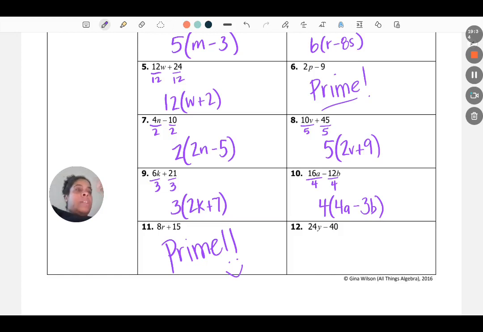So 24 is a factor of 8. Is 40 a factor of 8? 8, 16, 24, 32, and 32 plus 8 is 40. There we go. All right, so 8. It took us a while to find that number, and if you found it much faster than I did, that's great.